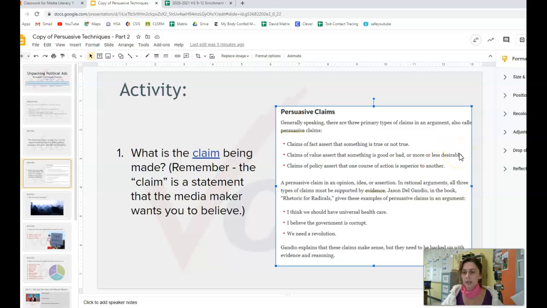We see a ton of this right now. Donald Trump is good, Joe Biden is bad. Or Joe Biden is good, Donald Trump is bad. Or they're all great, or they're all bad. Okay, a statement of value. Or claims of policy assert that one course of action is superior to another. So you might see them in these ads.